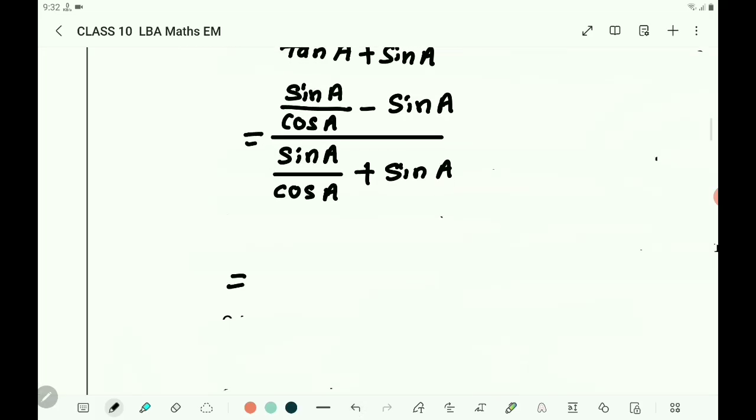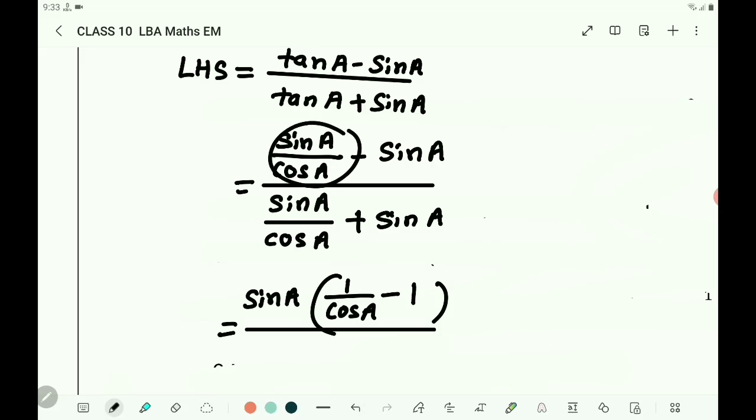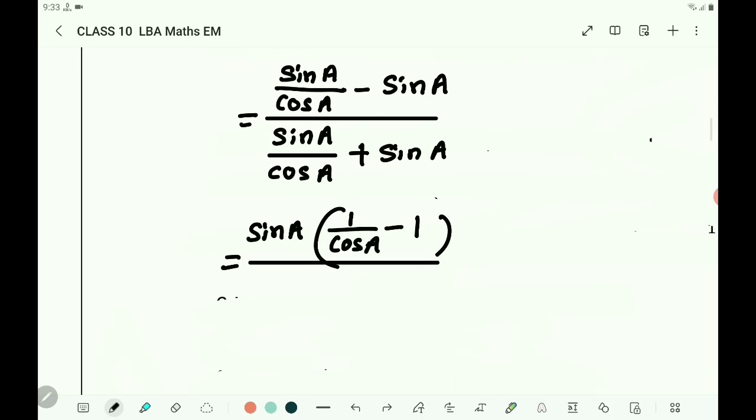Now here you can remove sin A as a common because both the terms are having sin A. Then you write sin A outside in the bracket. Here what is remaining? Sin A is outside, means 1 by cos A is remaining, minus here sin A is outside the bracket. Here you have to write 1. You know that sin A into 1 by cos A is sin A by cos A and sin A into minus 1 is minus sin A.